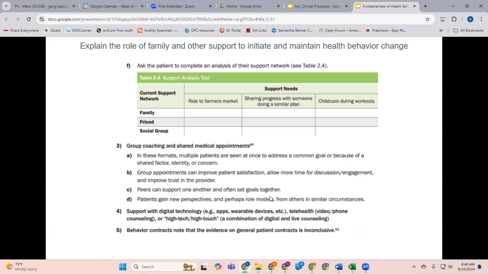That can build accountability, and they could actually go with you to do things, or do things with you. Are there friends? Are there social groups, senior centers, other groups, meetups? And then there's group coaching and shared medical appointments, and those can really help build support with patients. That's one of the main benefits of shared medical appointments. You can support each other on your goals, and everybody you see is doing it together. And then you can support with digital technology. I talked about the apps already, and then there are the behavior contracts.